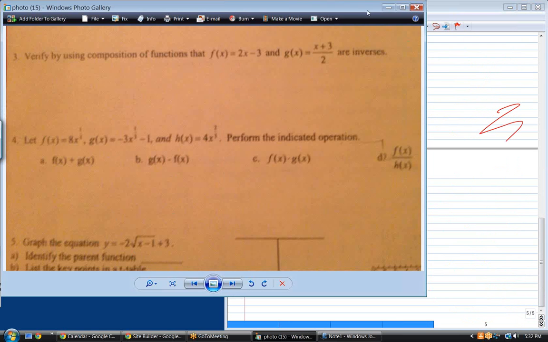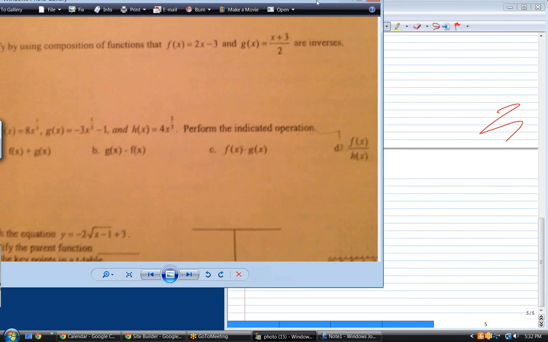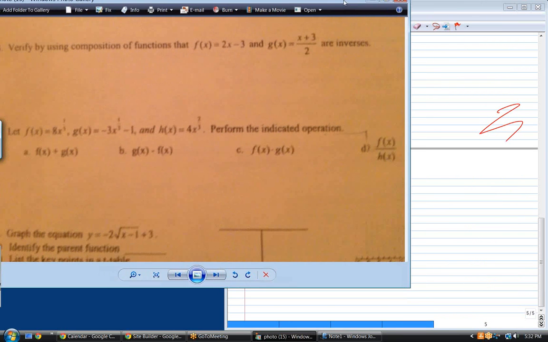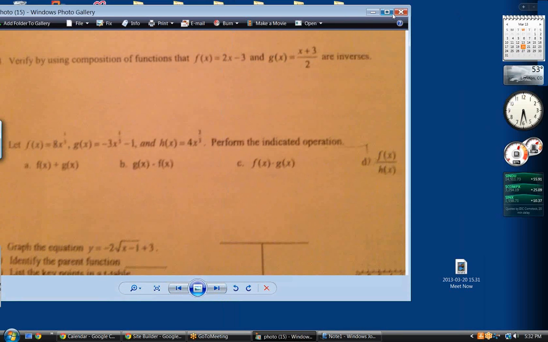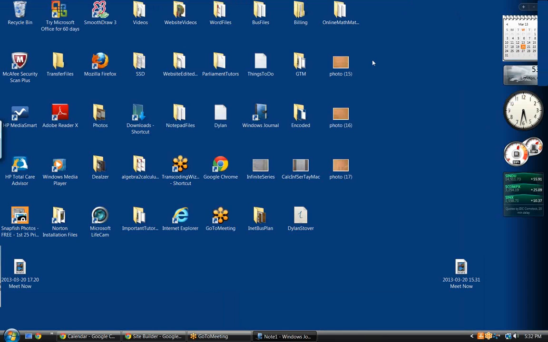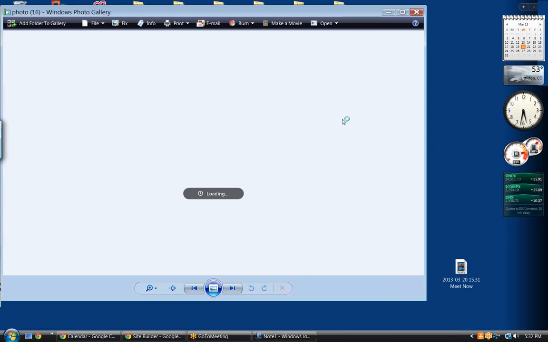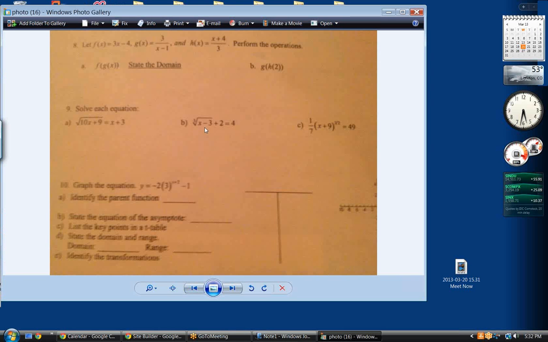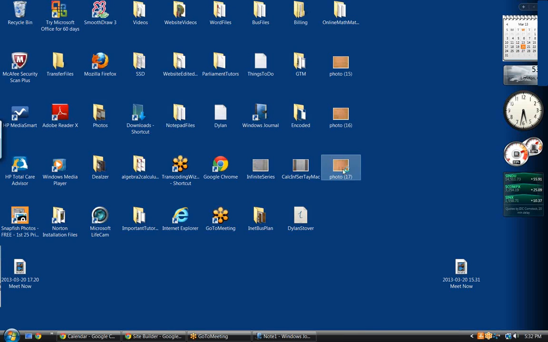So let's see. Let's graph this equation. I think I have this problem on the next page, don't I? Yeah, I think I got one of the problems. I just wanted to do one of the graphing ones. Okay, I don't have it on the next page. Unless it's on 17. Yeah, it is.